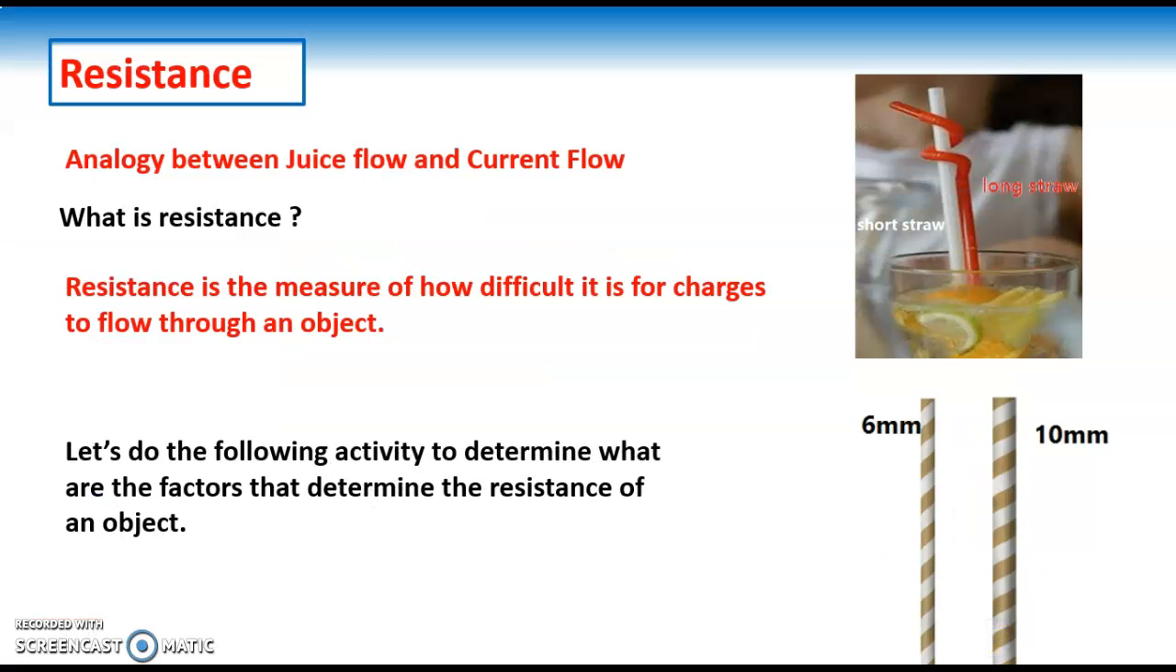Resistance. Analogy between juice flow and current flow. What is resistance? Resistance is the measure of how difficult it is for charges to flow through an object. Now, in order to understand the meaning of resistance, we have to do the following activity in order to determine what are the factors that determine the resistance of an object and to better understand the concept.